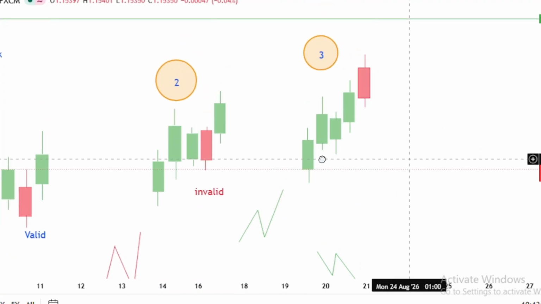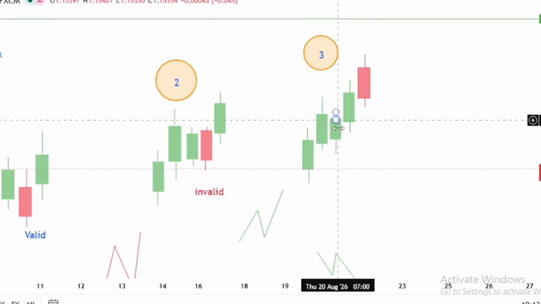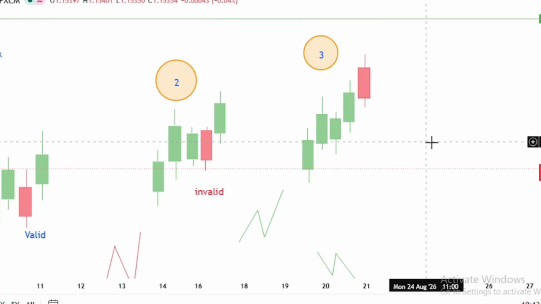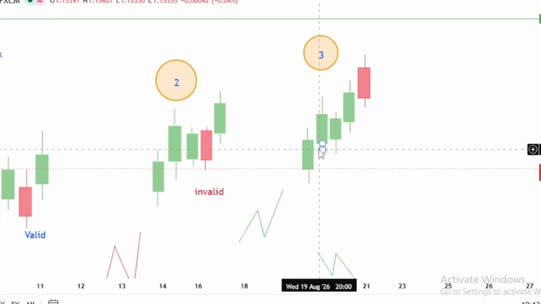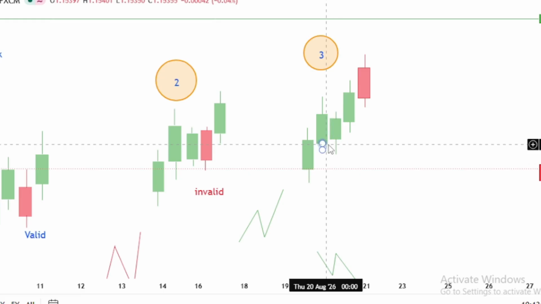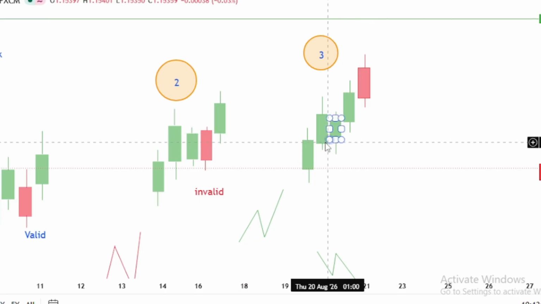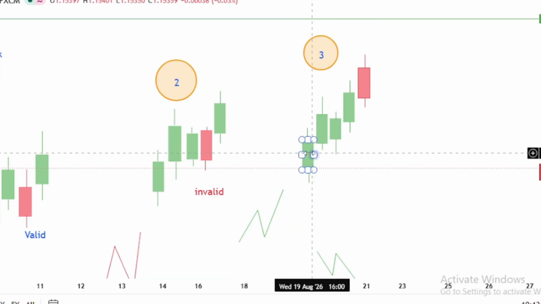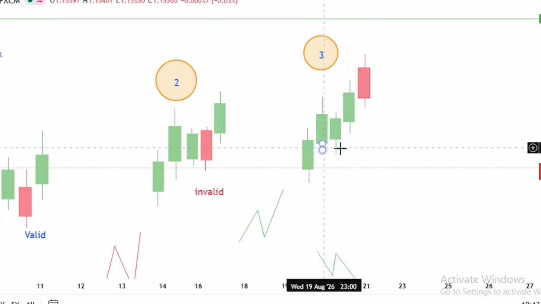In the next diagram, we have an impulsive move and a corrective move, and as you can see, the candle that followed took out the low of the highest candle. This is a valid pullback. Note, the candle color does not matter whether it is green or red. As long as the next candle took out the low of the highest candle, the pullback is considered valid.